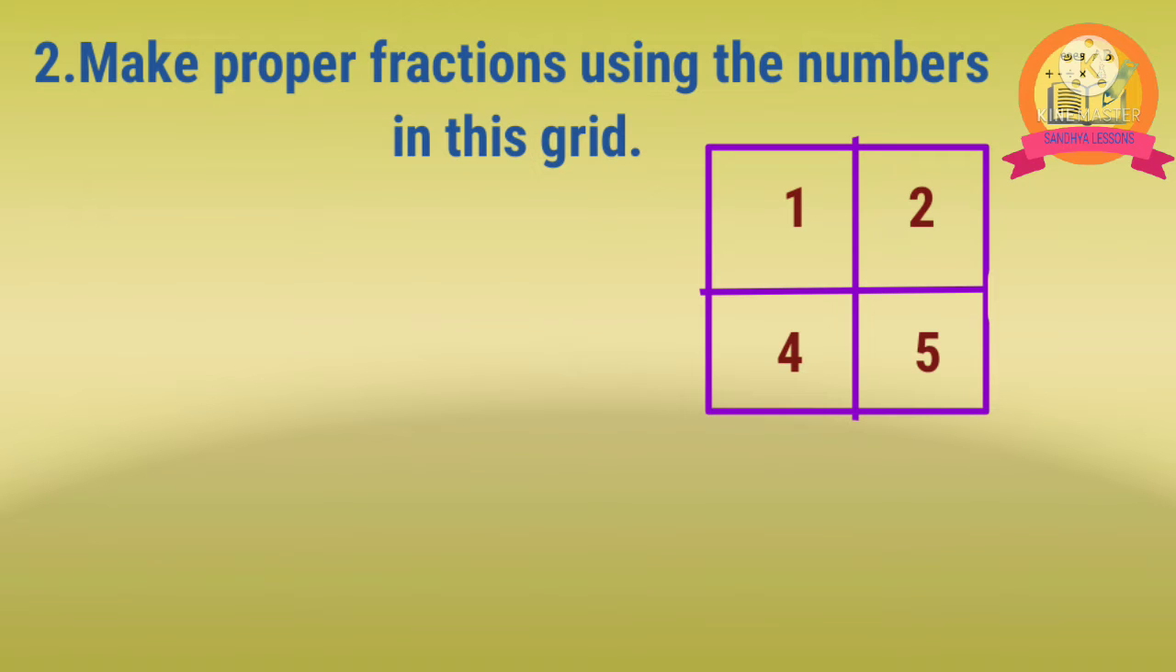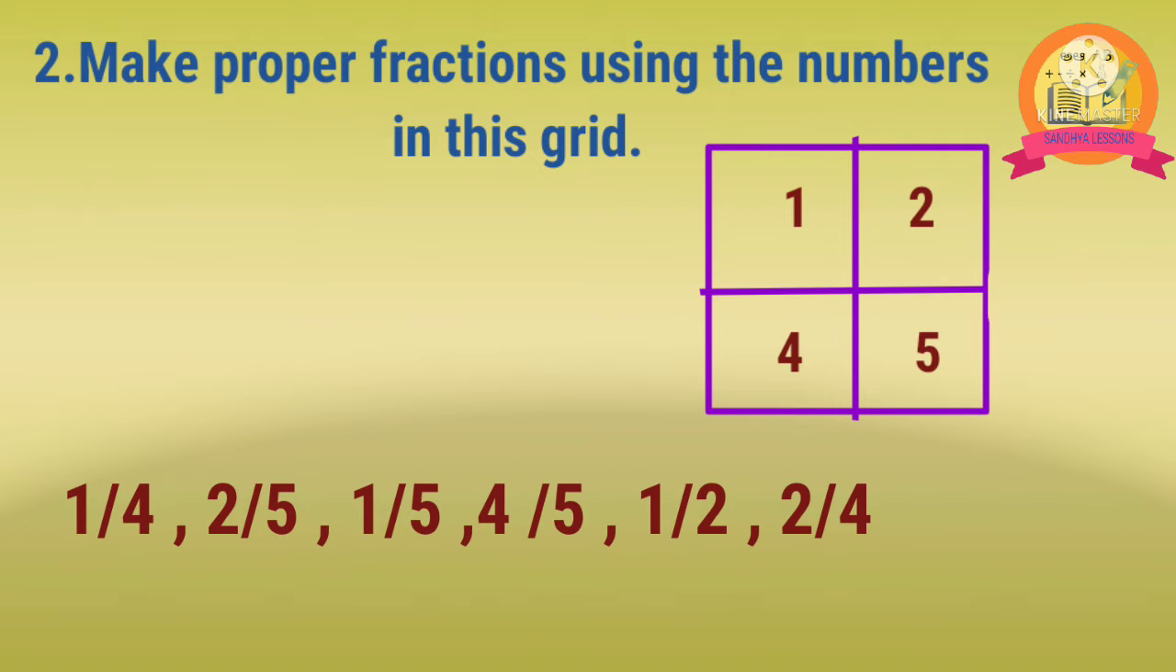Second Roman. Make proper fractions using the numbers in this grid. The given numbers are 1, 2, 4, 5. And the proper fractions from the given numbers are 1 by 4, 2 by 5, 1 by 5, 4 by 5, 1 by 2, 2 by 4.